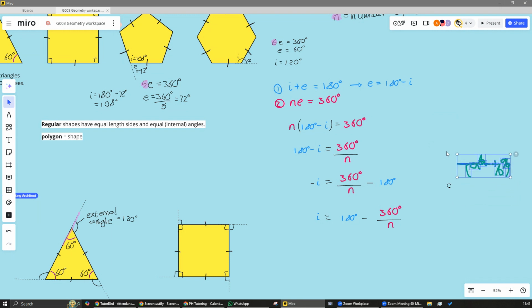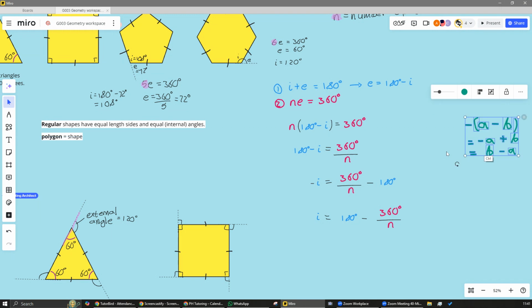Whoa, I just messed that up. Let's group it there. So we end up with this equation here. Now sometimes you see in textbooks this written slightly differently. What we can do is factorize. Can you nod if you've done factorizing before? You have done factorizing, okay. So I'm going to show you how to factorize this. I'm going to take out a factor of 180.